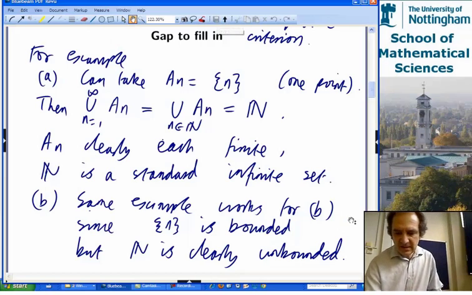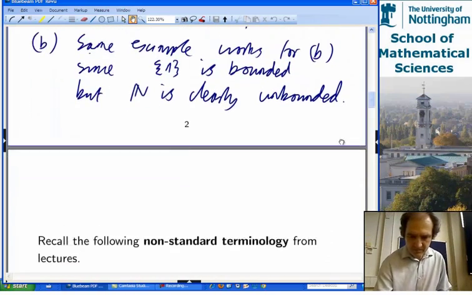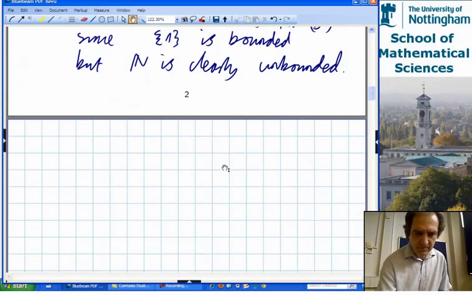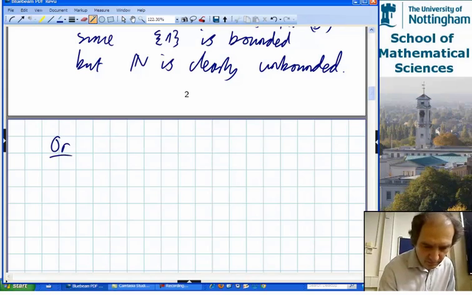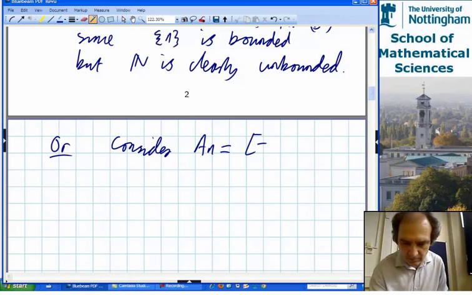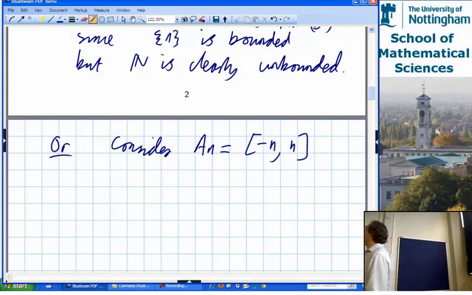Which brings us to C. Oh no, let me give you one more example of that. And I think I'm going to need another page. Suppose you want an example that works for B and not for A. You could, for example, take the closed interval from -n up to n. That actually is a closed ball centered on the origin, so that makes it bounded.